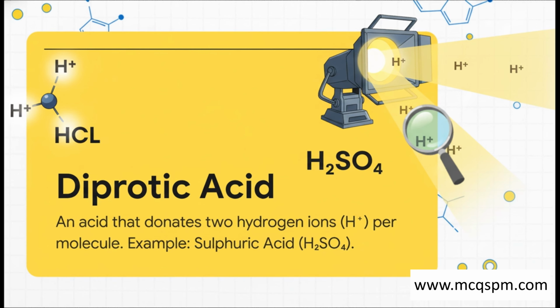Hydrochloric acid is what we call monoprotic. Mono means one, so it gives off one hydrogen ion. But sulphuric acid, just look at the formula, H2SO4, is diprotic. Di means two. Each molecule gives up two hydrogen ions. It's like our floodlight has two super powerful bulbs instead of just one.